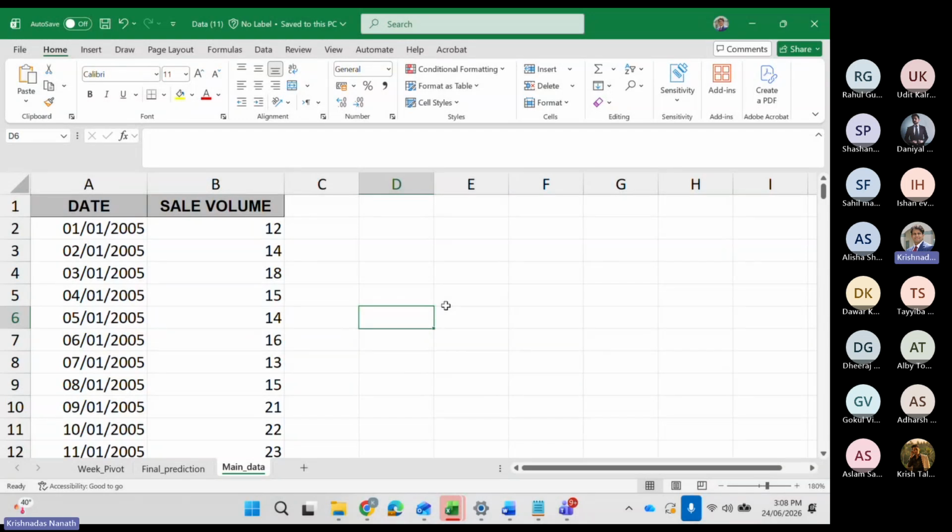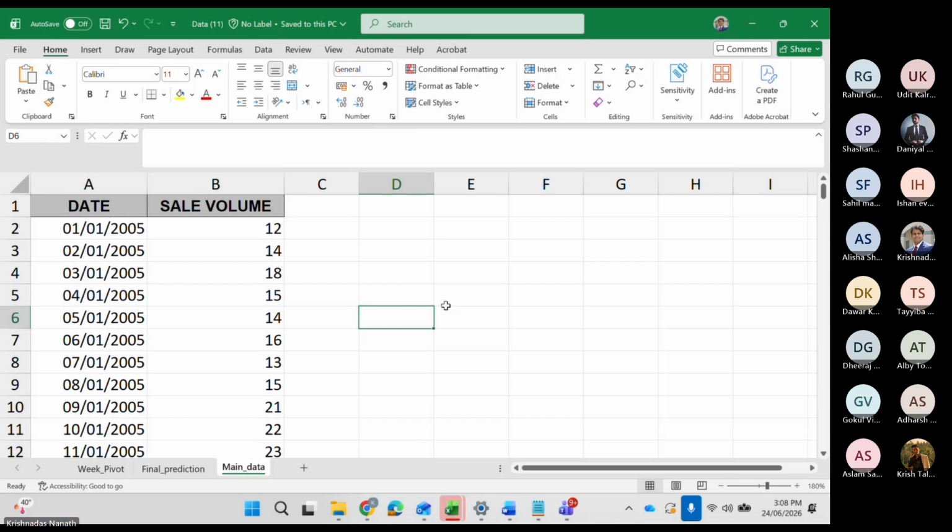Has everyone downloaded this? I want you to first see main data and then I'll explain the other ones. 2 more minutes. You'll see 3 sheets. The file that you downloaded has 3 sheets. One is weekly pivot, one is final prediction, and one is main data. I want you to stay at main data right now, which is where we start the explanation. Then I'll tell you what is in all the sheets and what you are ultimately trying to do. Let me know if anyone wants me to wait until all of you have downloaded. All right, let's get started.